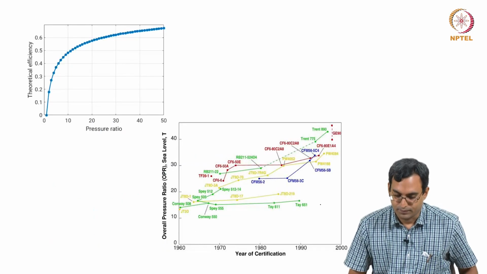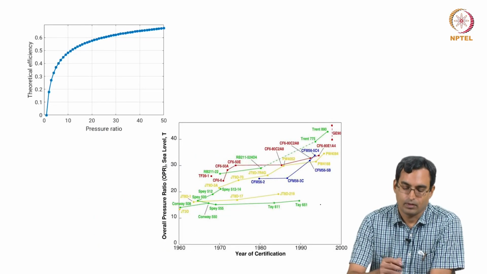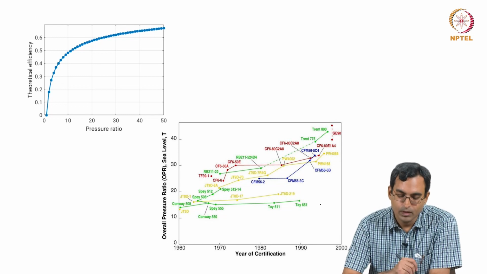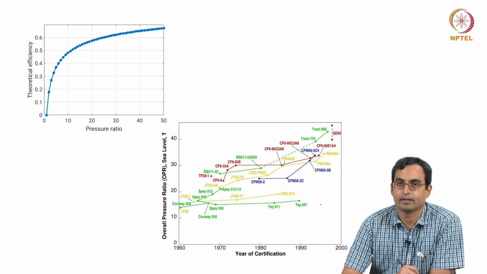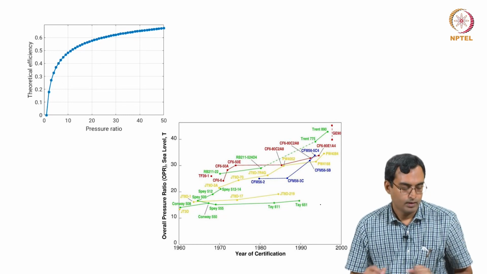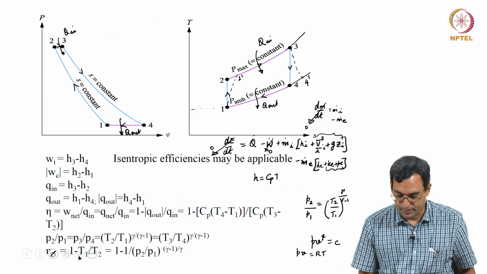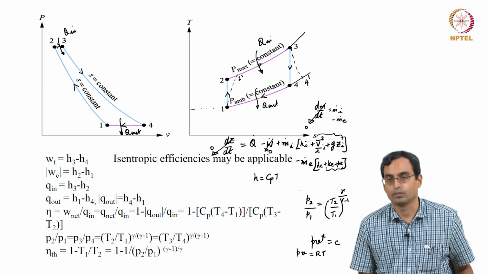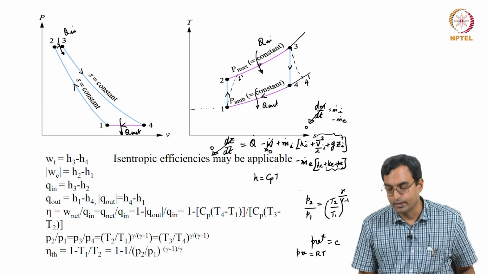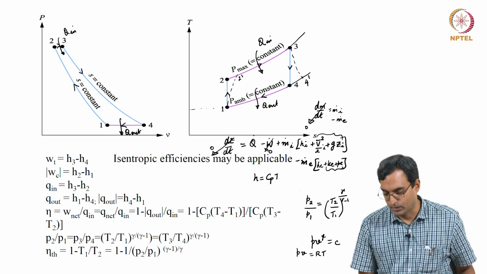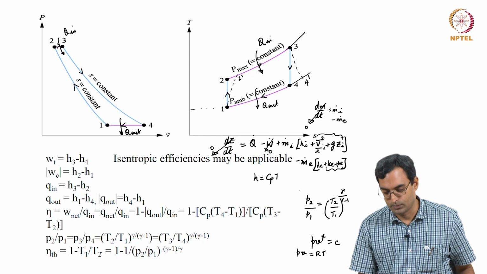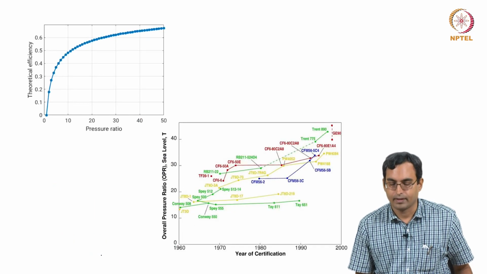Just as a sort of curiosity, we can look at what would be the theoretical efficiency for different pressure ratios. So, we have the expression here 1 minus T1 by T2, which is also linked to P2 by P1. So, what we see is that as we keep increasing the pressure ratio P2 by P1 or T1 by T2, we have an increase in the efficiency.